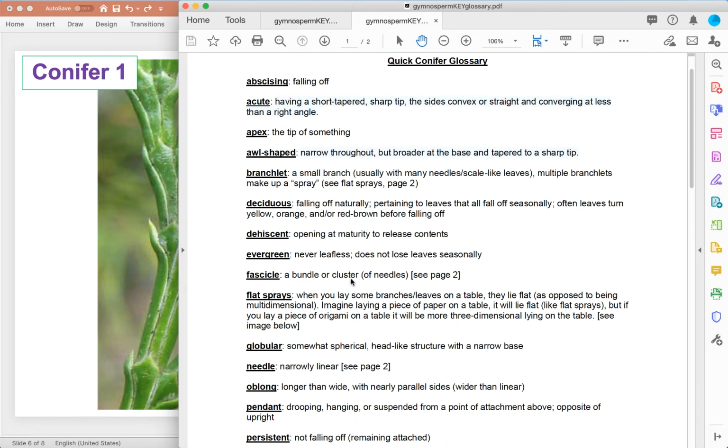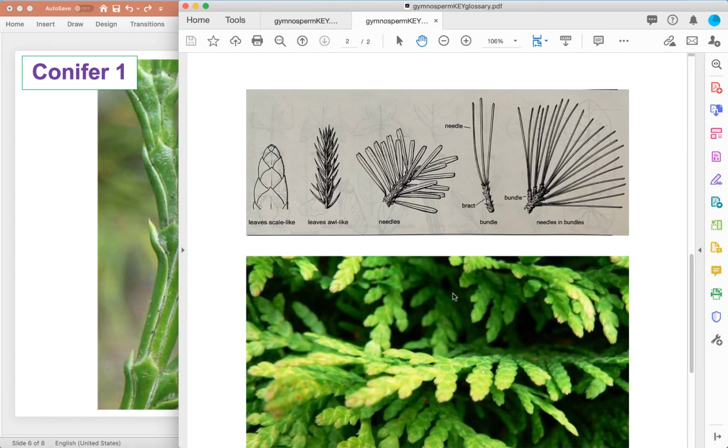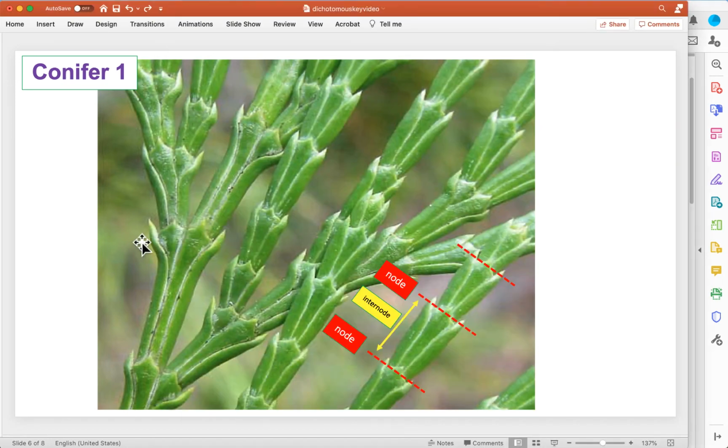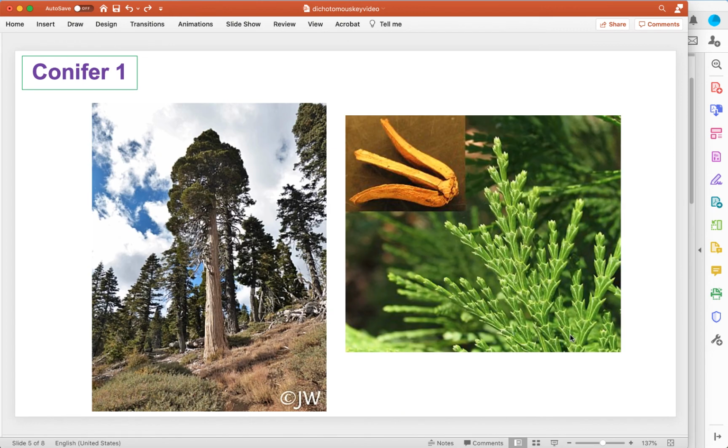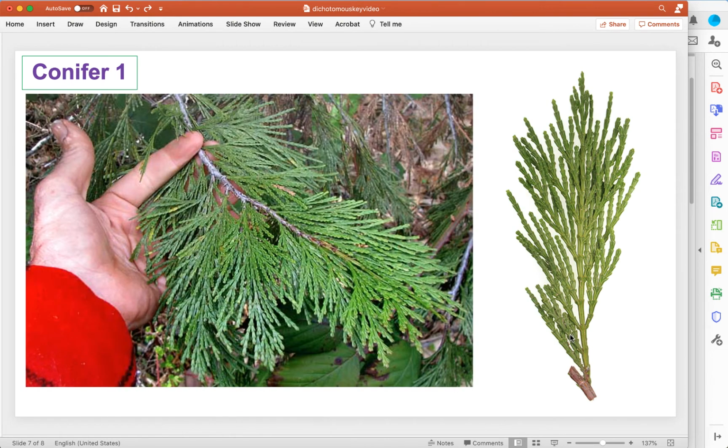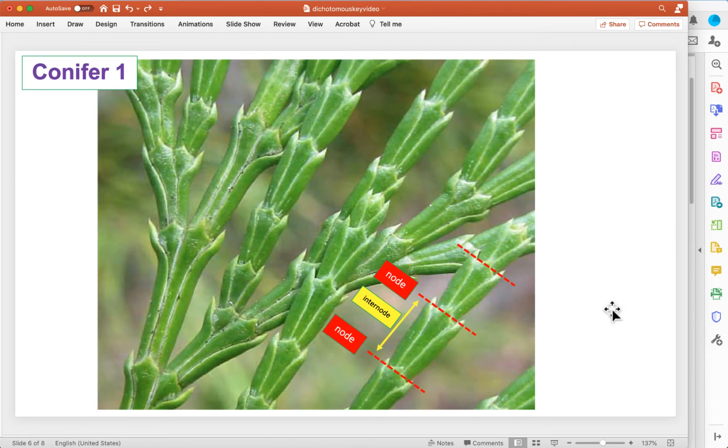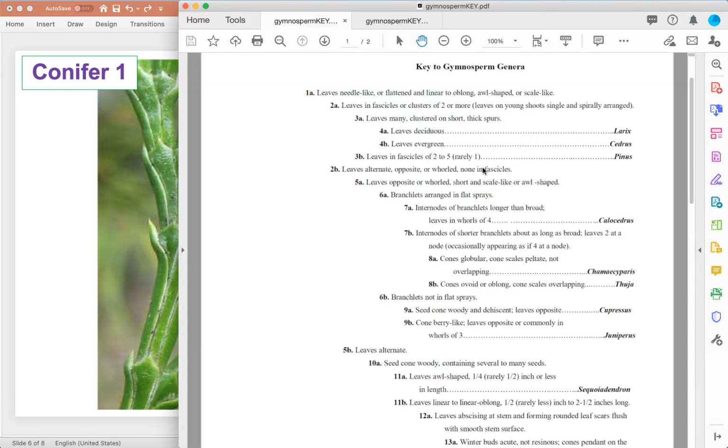A bundle or cluster of needles. And it looks like we've got a picture of them. Here's a bundle. We've got sort of a cluster of them on this short little branchlet down there. And we're not really seeing that in our picture here, in our unknown conifer. We're not seeing those needle-like leaves. We're not seeing clusters of leaves. We're seeing sort of individual leaves attached and overlapping with one another. So I think we should go with none in fascicles, which was under 2B, not 2A.